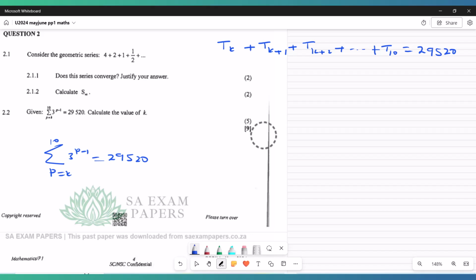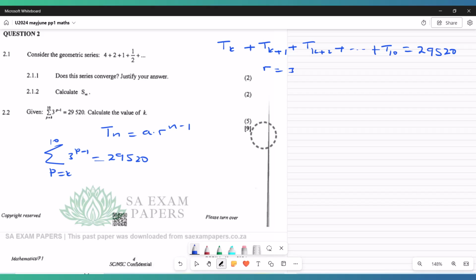Now in this case, if you look at what we have here and compare it with our nth term for the geometric, that's our tn. Our tn is given by the first term times common ratio to the power n minus 1. So if I compare here, this is p minus 1. I can see my common ratio is 3.